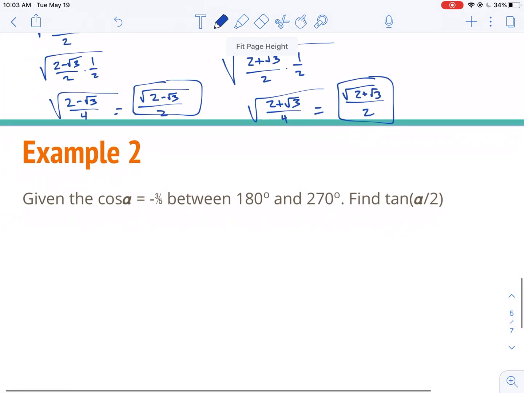This example here, given that the cosine of theta is negative 3/5 and falls between 180 and 270, find the tangent of alpha over 2.